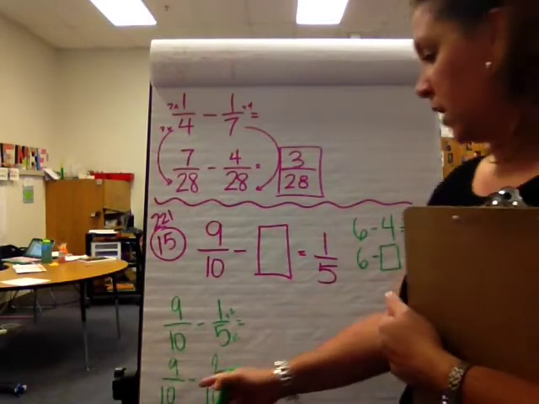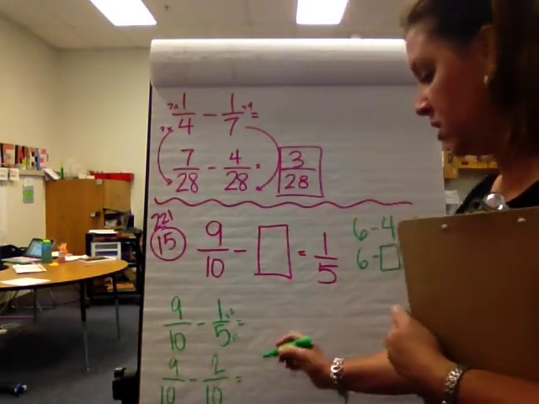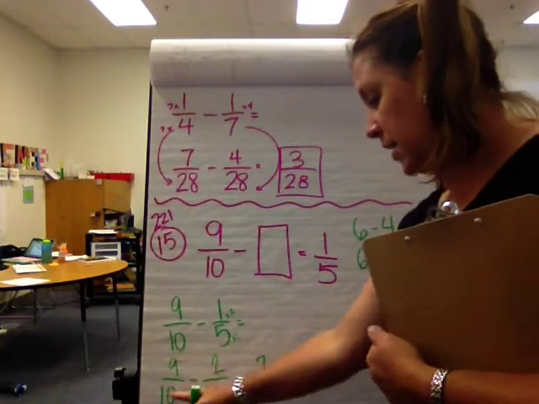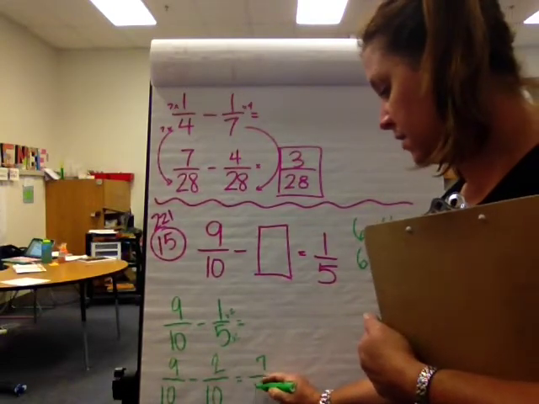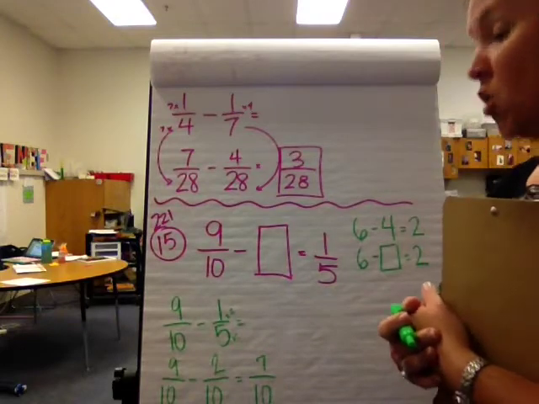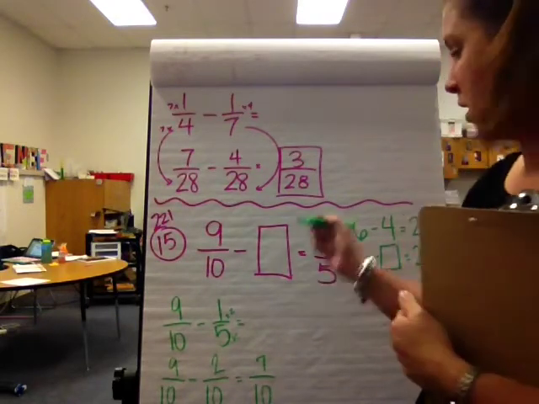Okay? So 9 minus 2 is 7. 10 tenths is still 10 tenths. So then you go, but Miss Sweat, that doesn't work. Okay?